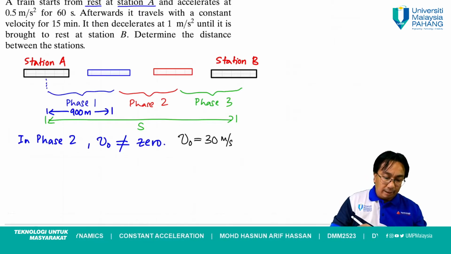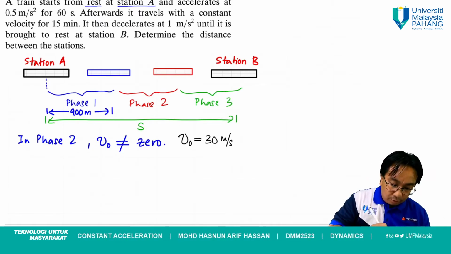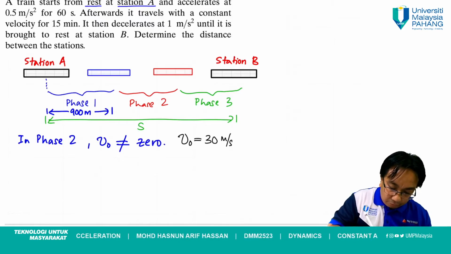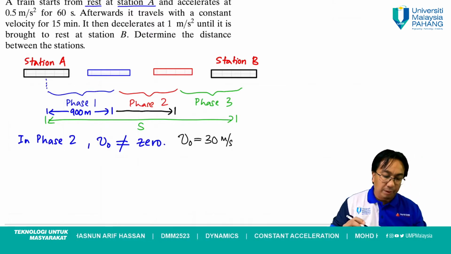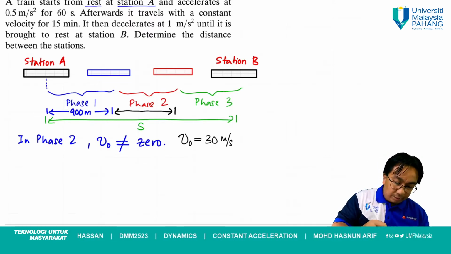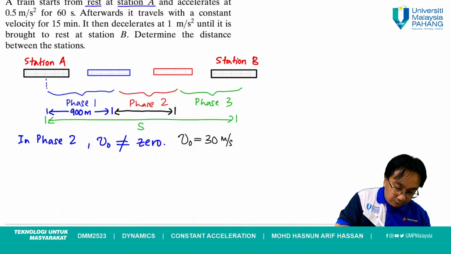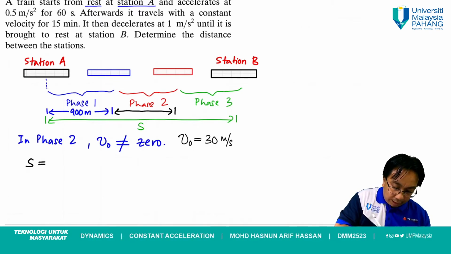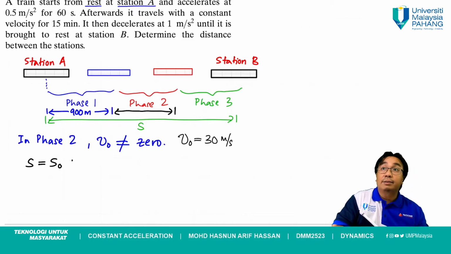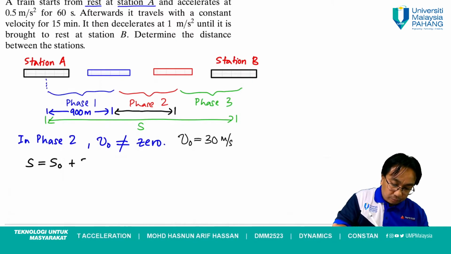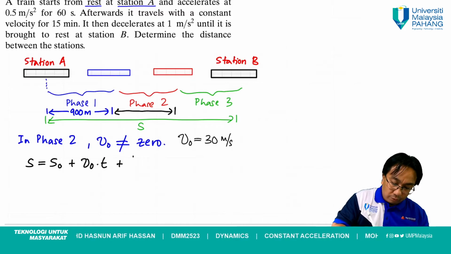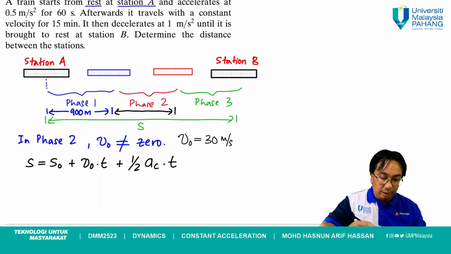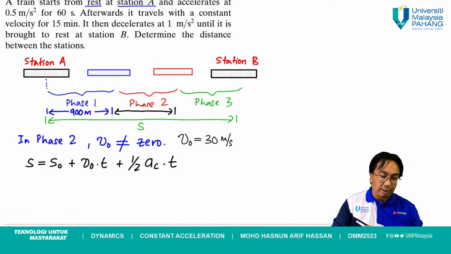Tadi kita nak calculate apa? Dia punya distance. So kita nak tahu what is the distance from here to here. Berapa distance dia? Okay. So kita tulis balik the equation lah. S is equal to S naught plus V naught times T plus 1 over 2 AC times T squared. Okay. Sekarang kita perlukan all the information yang kita nak.